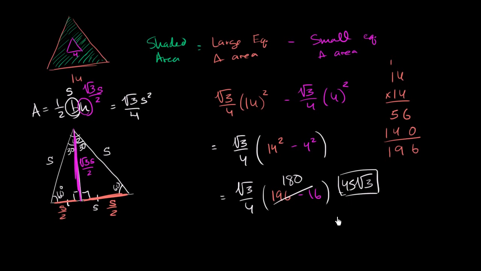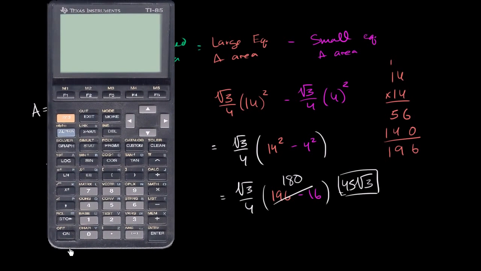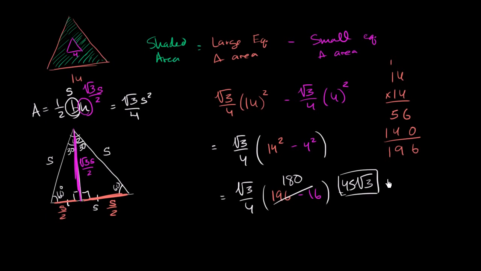And if I wanted to get an approximate answer as a decimal, let me get my calculator out. So let's go 45 times the square root of 3, which would get us to 77. If I wanted to round to the nearest hundredth, that's 77.94. So this is approximately equal to 77.94 square units, the area of the shaded region.